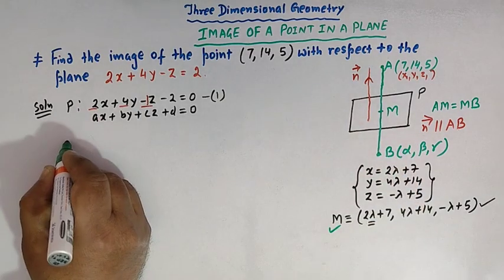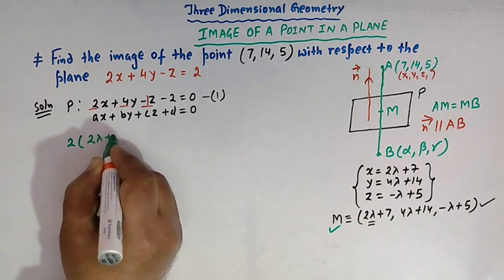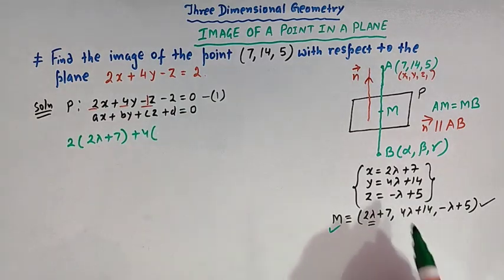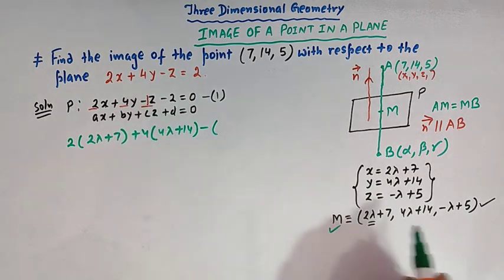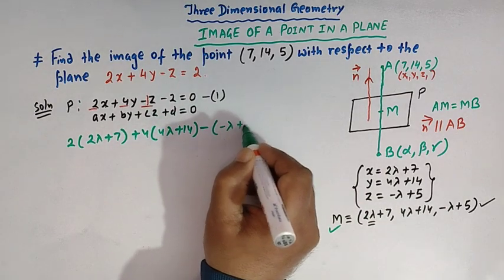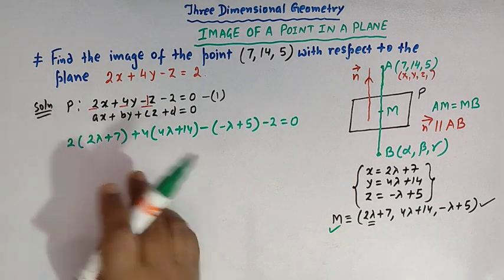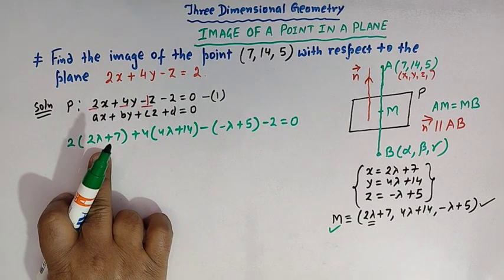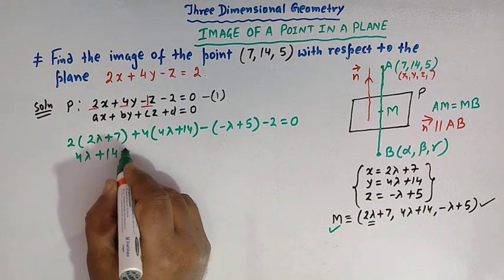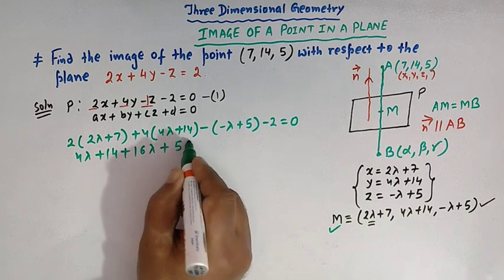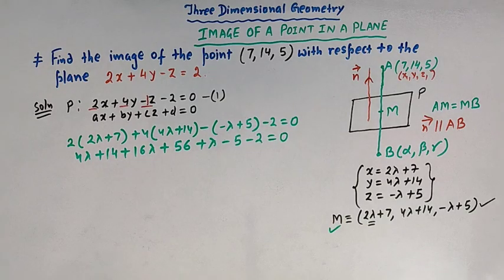right? So we can now write 2 times, for x we have 2 lambda plus 7, and then we have plus 4, y is 4 lambda plus 14, and then we have minus z, z is minus lambda plus 5, and minus 2 is equal to 0, right? Okay, now this is a linear equation in lambda, right? And we can solve it. So this is 4 lambda, this is 14, this is 16 lambda, this is 56, and this is plus lambda minus 5, and minus 2 is equal to 0, right?